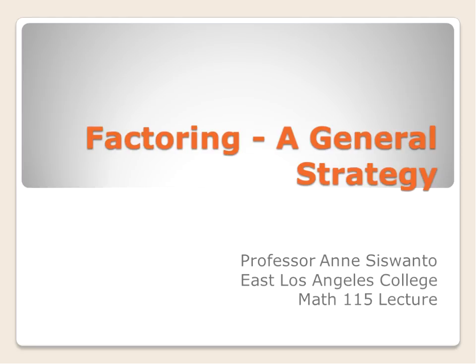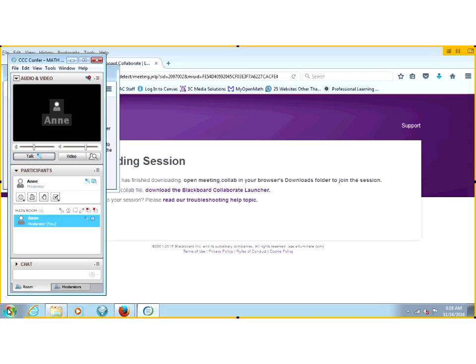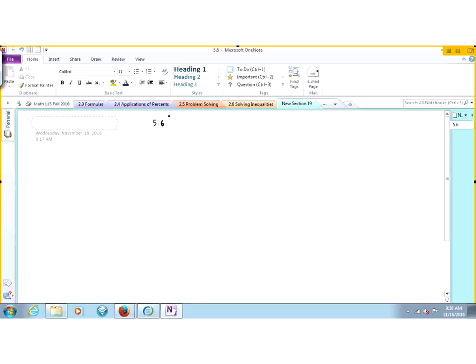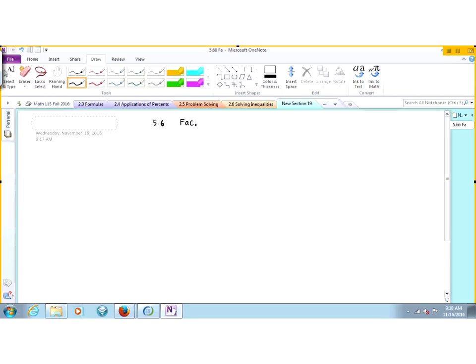So let's start. Share desktop. Okay, so let's start. So 5.6, which is factoring a general strategy.